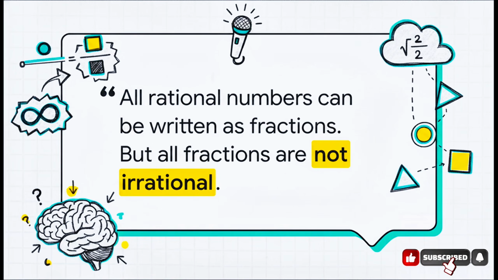Which leads us to this kind of mic drop, bottom line rule of thumb for categorizing every single number you'll ever encounter. All rational numbers can be written as fractions, but all fractions are not irrational. It is the absolute defining line in the sand.